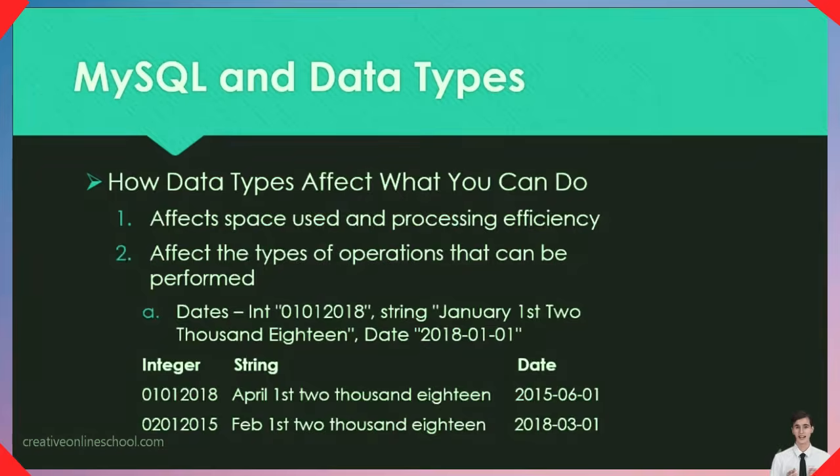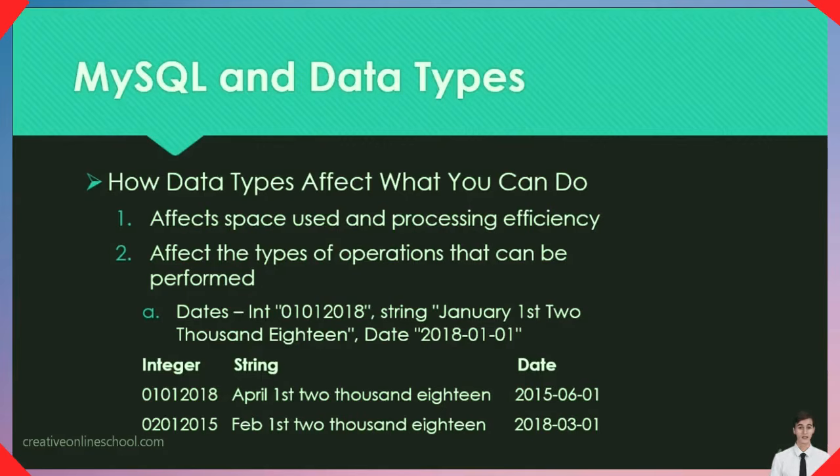Now let's talk about how choosing a data type affects what you can do with the data. We have already mentioned several ways that the data type can affect the space used, as well as your processing efficiency, but let's talk about something more tangible. That is, how the type affects what you can do with the data. For example, it is possible to store a date as an int or a string instead of as an actual date, and as long as all you are doing is storing and retrieving the date, that's fine.